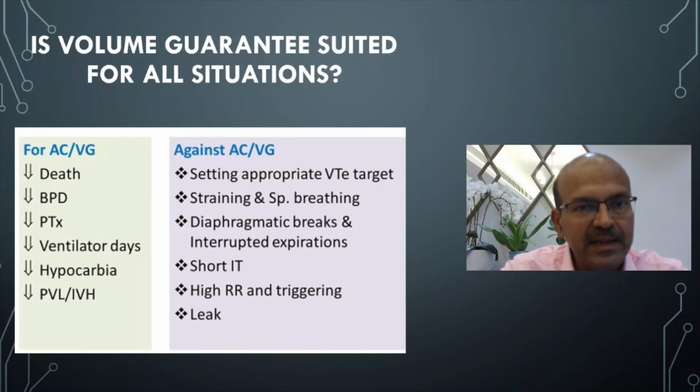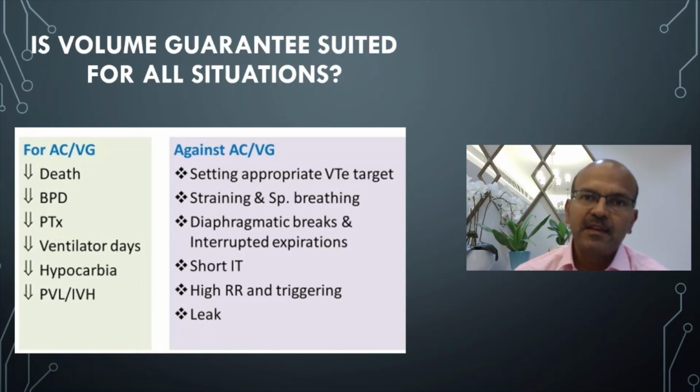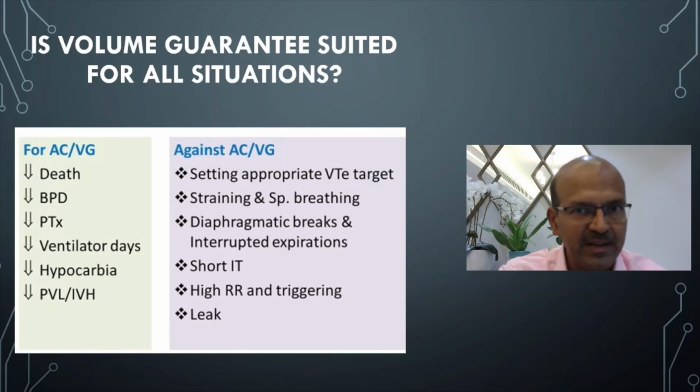So just the last slide on whether volume guarantee is suited for all the situations. We have many benefits shown in studies that volume guarantee reduces death, BPD, pneumothorax, ventilator days, hypocarbia, PVL. So there is no doubt. But the main reason volume guarantee helps is because in many units, they follow a systematic approach. They don't look at the baby, they don't look at the measurements, they don't look at the loops and curves, and they don't make the changes in a timely fashion. So if you are changing appropriately, volume guarantee shouldn't be much different than the other modes.